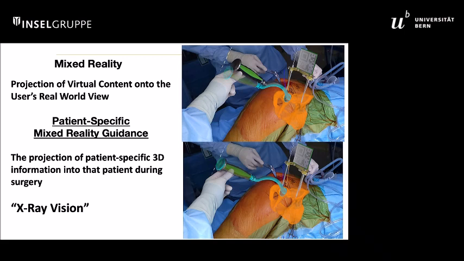So mixed reality, as you probably know, is the projection of digital content onto your view of the real world. And patient-specific mixed reality guidance is projecting three-dimensional information of that patient inside that patient with any associated instruments as well. So it gives you the effect of having X-ray vision where you can see through the drapes and the muscles to the relevant bones and tools that you otherwise would not be able to see, which makes it very powerful.